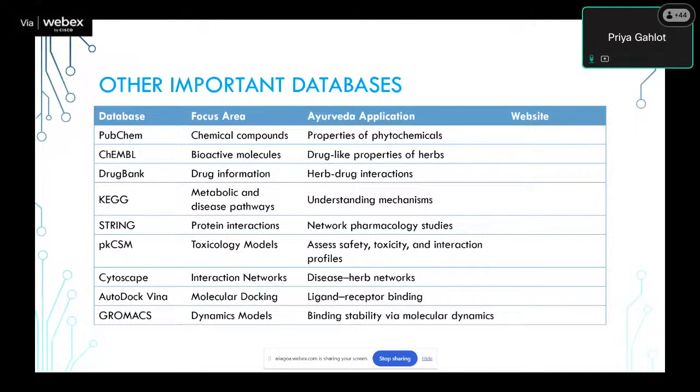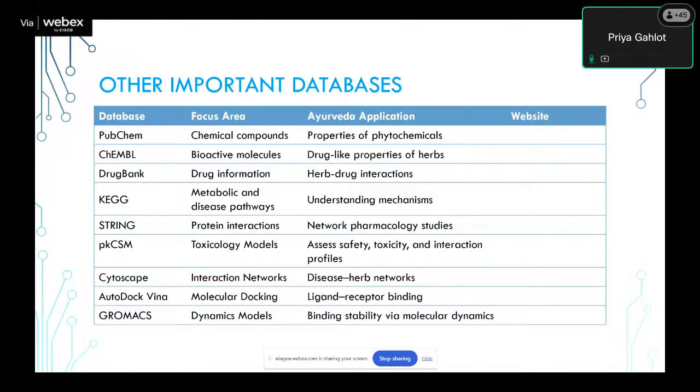Cytoscape is basically a software which will give you interaction networks. So whatever data you have collected so far from using databases, literature mining or from anywhere else, you can provide it to Cytoscape, and it will give you different networks, and it will give you a link showing how a particular plant is linked to a particular disease.